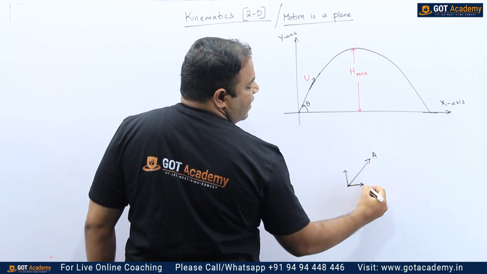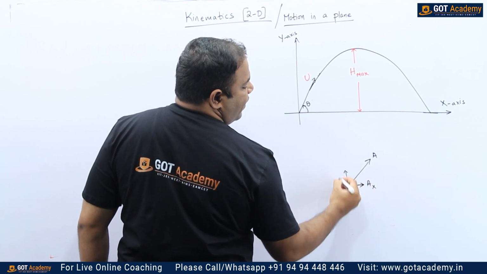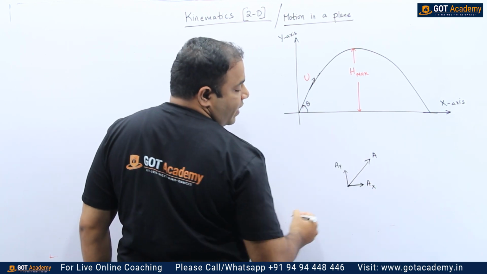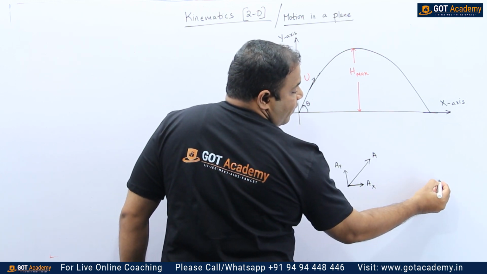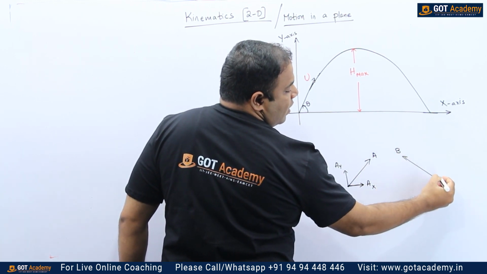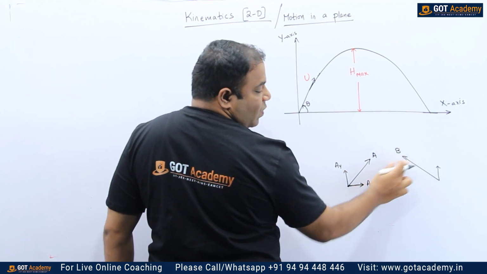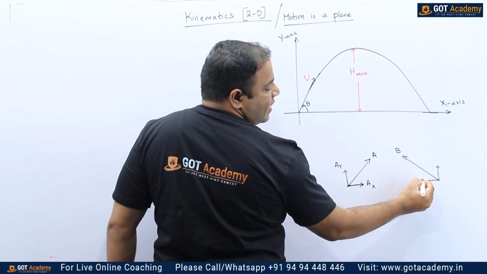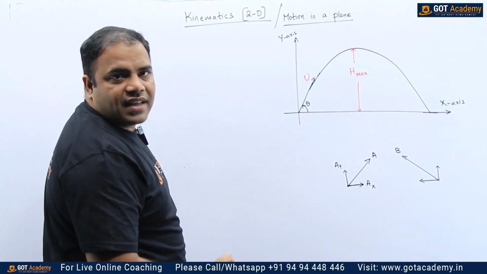Suppose if this vector is A, this is called the x component of A and this is called the y component of A. Similarly, if a vector is moving like this, let it be B. So again it is upward, so one component is upward. Since it is moving towards left side, another component is taken along left side.